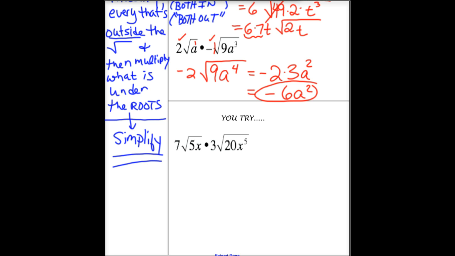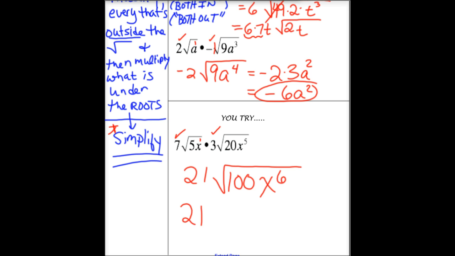So here we go. Let's begin. Both in, both out. 7 times 3 is a beautiful 21. 11 under that root is a 5 times 20, which is 100. I love that number. It's a perfect square. And then I have 1x, and 5 more x's gives me x to the 6th. Now I go simplify. I clean up what's under that root, and I pull any perfect square out. Well, this is nice because 100 is a perfect square. Its root is 10. The square root of x to the 6th, well, that's even.